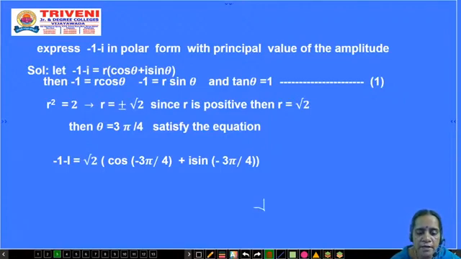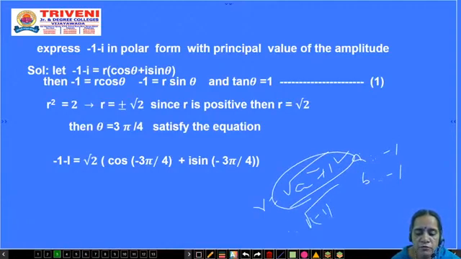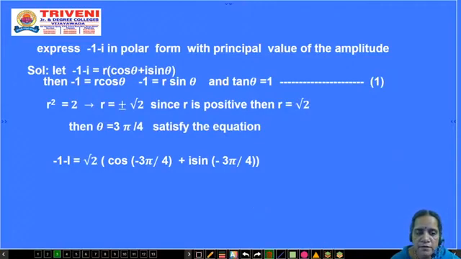What is the value of r here? Square root of a square plus b square. Here the value of a is equal to minus 1 and b is equal to minus 1. Put in this equation, we get square root of minus 1 whole square plus minus 1 whole square. Minus 1 whole square is equal to 1 and minus 1 whole square is equal to 1. Therefore r square is equal to 2. Then r is equal to plus or minus root 2. Two values are there, but we take only the positive number, that is r is equal to root 2.